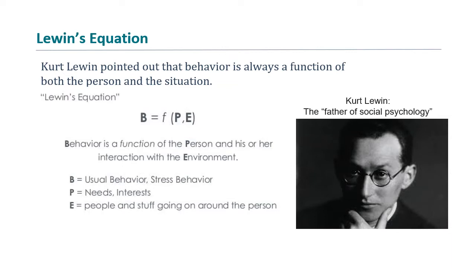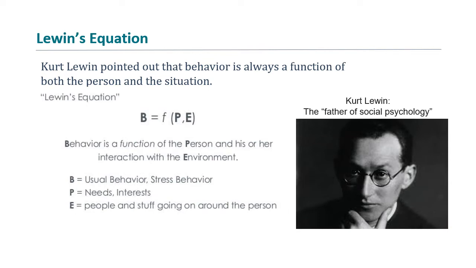So Kurt Lewin is considered the father of social psychology, and he's the one who teased some of these ideas out. One of the things he offers is this equation, pointing out that behavior is a function of the person and the situation. He writes this in equation form: B is a function of P and E. Behavior is a function of the person and his or her interaction with the environment.